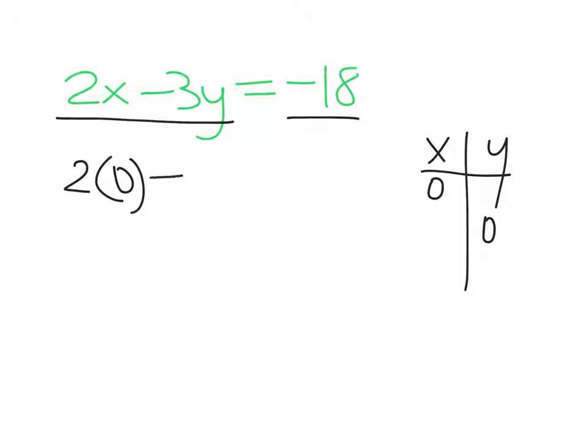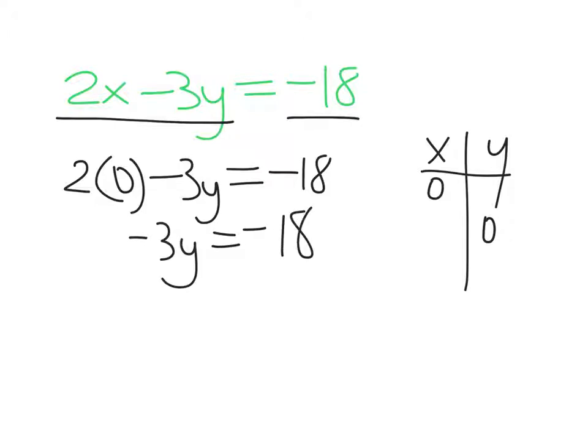When x is 0, this would be your equation. So it would be negative 3y is equal to negative 18. When we divide both sides by negative 3, y is going to be equal to 6. So when x is 0, y is 6.